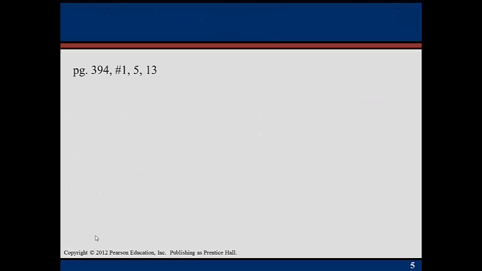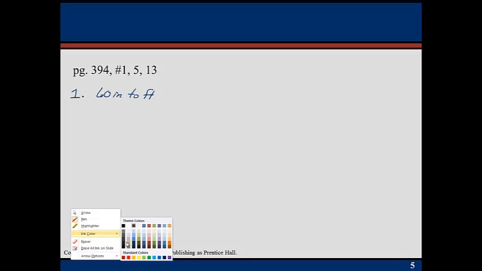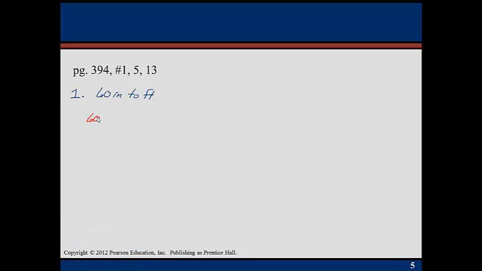Let's go to our book, page 394. We're going to look at the following problems, starting with number 1. The instructions say convert each measurement as indicated, and for number 1 we have 60 inches into feet. So 60 inches, and we want to convert that to feet. So I'm going to start with my 60 inches, and I'm going to multiply this by a unit fraction. Now the units up top will be the units I'm interested in, which will be feet. And on the bottom will be my original units, which are inches.